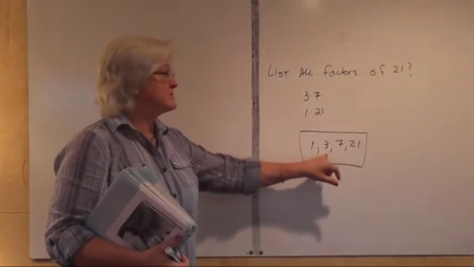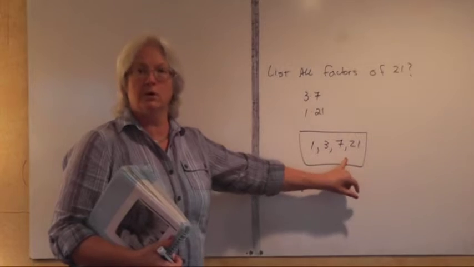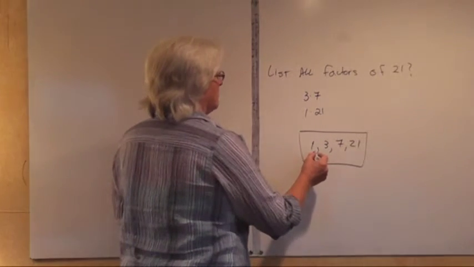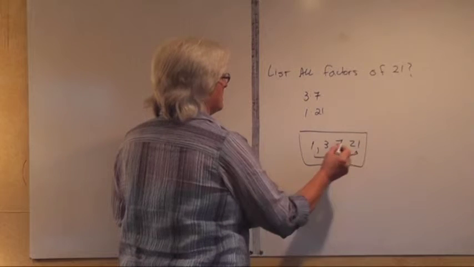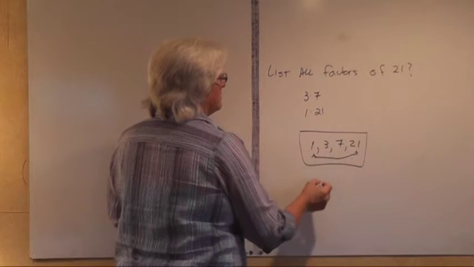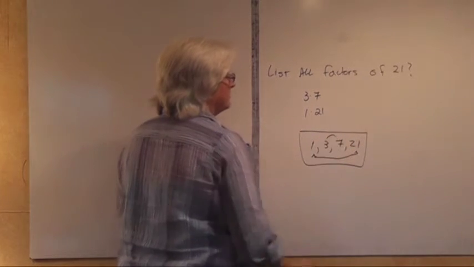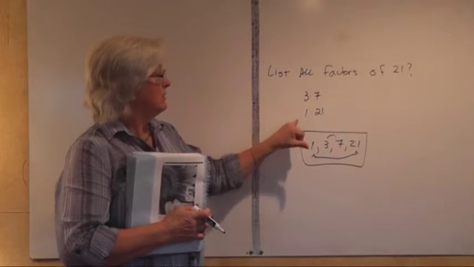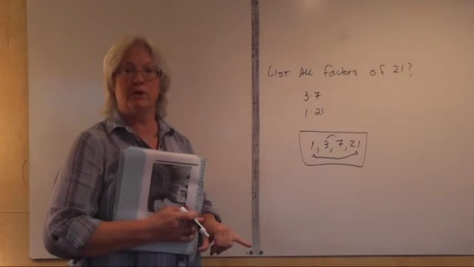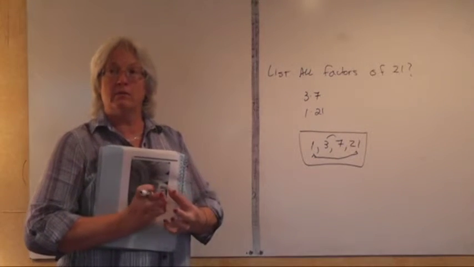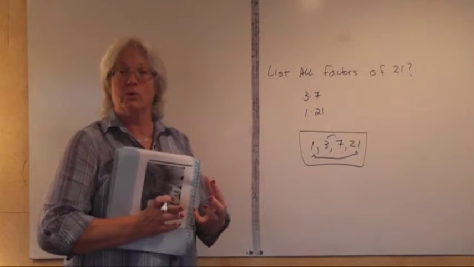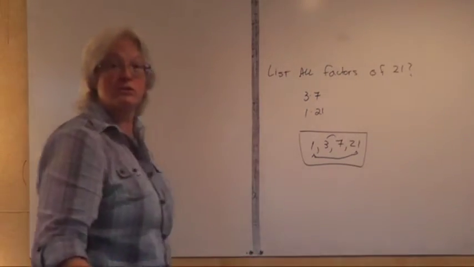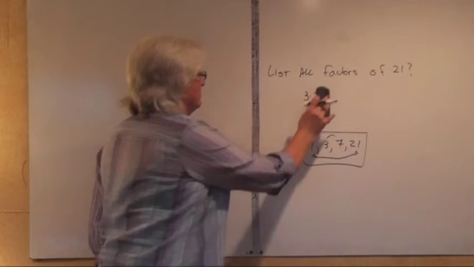Not that 1 times 3 times 7 is 21, 21 times... No, but that we have pairs of factors here, pairs of numbers here, that when you multiply them together, you arrive at 21. Now here, you only have 4 possible numbers that pair up together to equal 21. Well, what if we had 18? We said list all the factors of 18.